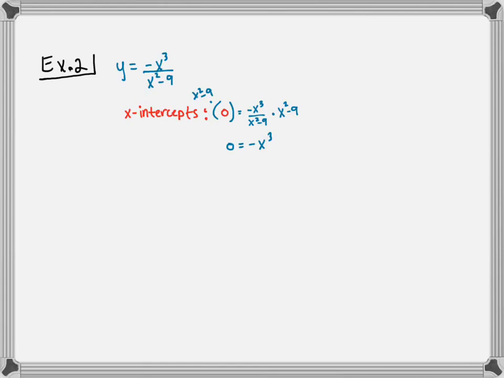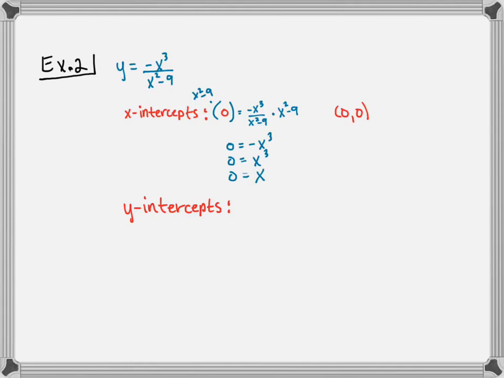Divide both sides by negative 1. We get 0 equals x cubed. Cube root both sides, 0 equals x. So we have one x-intercept, 0, 0, which will also be the y-intercept, or at least one of them. Let's see if there are others.